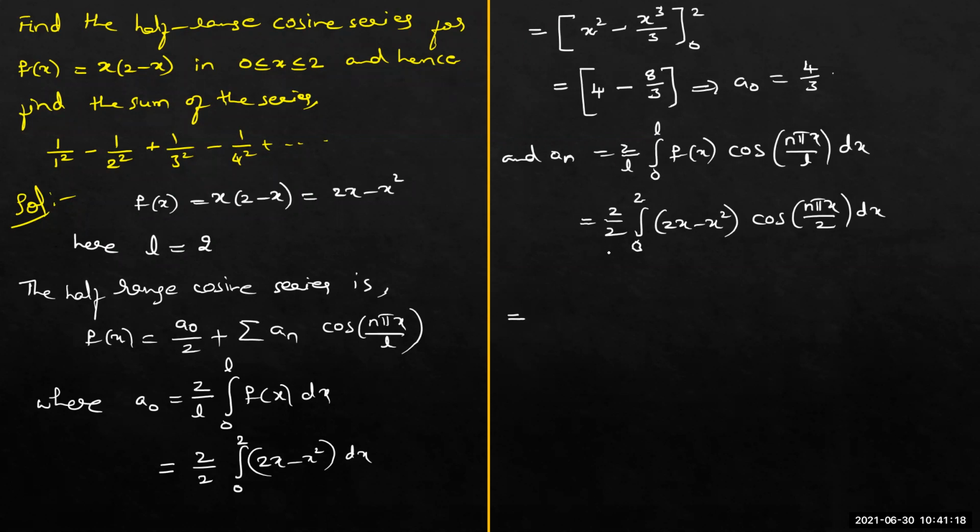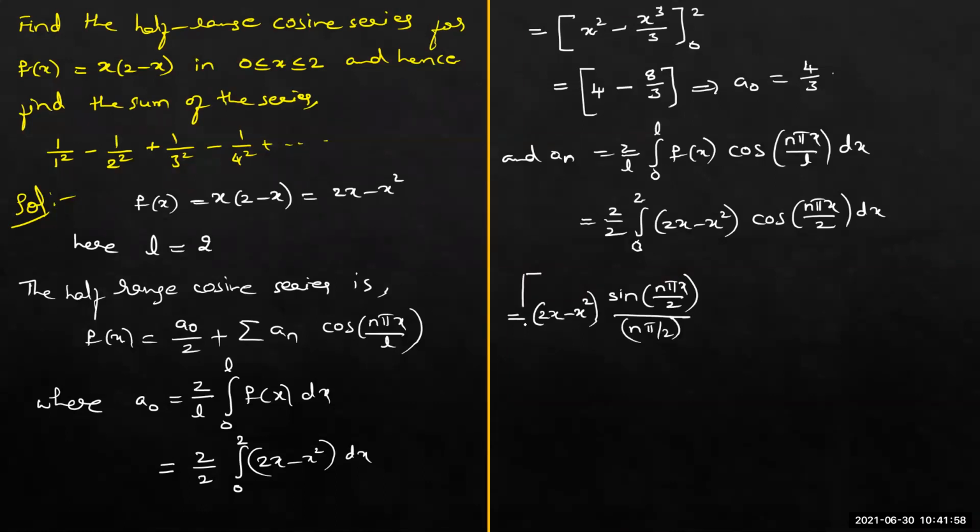Right. See, now while evaluating this, let us be careful. This is equal to 2 by 2, which is 1 anyway. I'm not writing it. And you see again here, this is an algebraic expression multiplied by something else. So while taking the integration of this product, we can use the idea of Leibniz. So 2x minus x square, I'm keeping as it is. Then when you integrate this cos function, I hope you remember, it is sine(n pi x by 2) divided by n pi by 2.